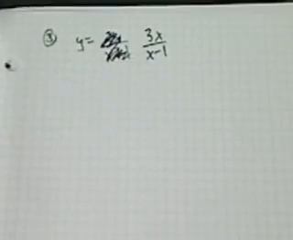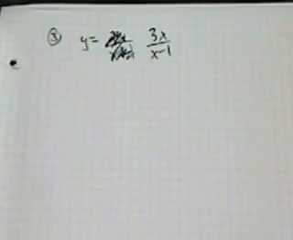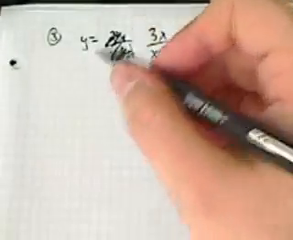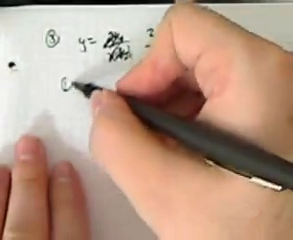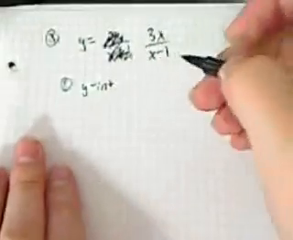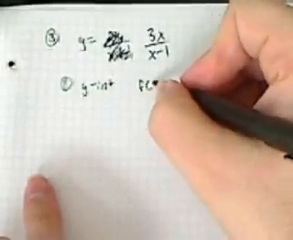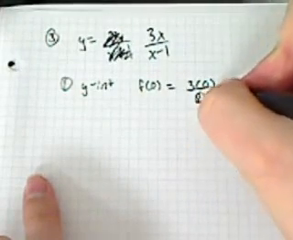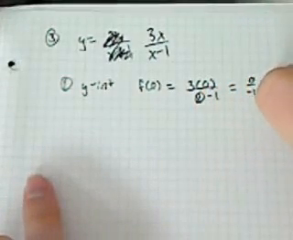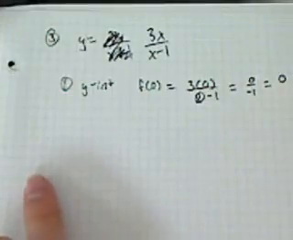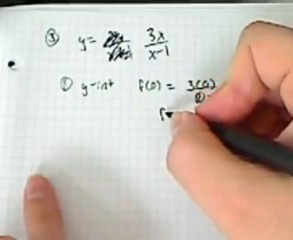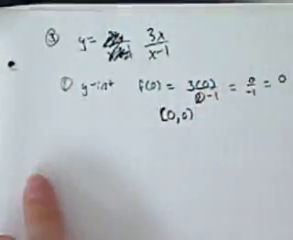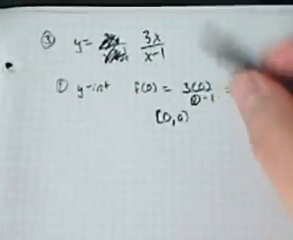Our third function, 3x over x minus 1. 3x divided by x minus 1. So when we're looking at this function, we're going to start by looking for our y-intercept. So our y-intercept, f of 0, would be 3 times 0 over 0 minus 1, which is 0 divided by negative 1, or 0. It's going to tell us that this graph is going to go through the origin. It's going to go through (0, 0).